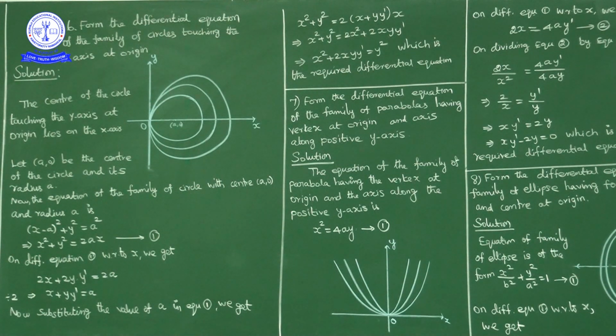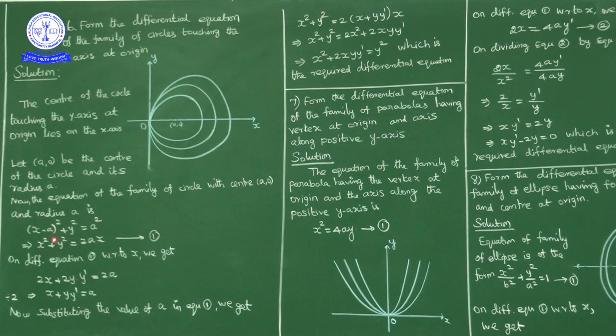Now here the question is to form a differential equation of the family of circles touching y-axis at origin. So it will be the rough graph. Here consider the center as (a, 0), radius a. Here a is the arbitrary constant. So the required family of circles centered on x-axis with radius a is (x minus a) whole square plus y square is equal to a square.